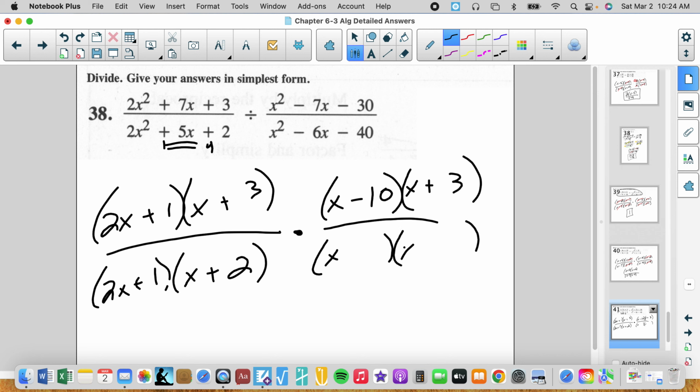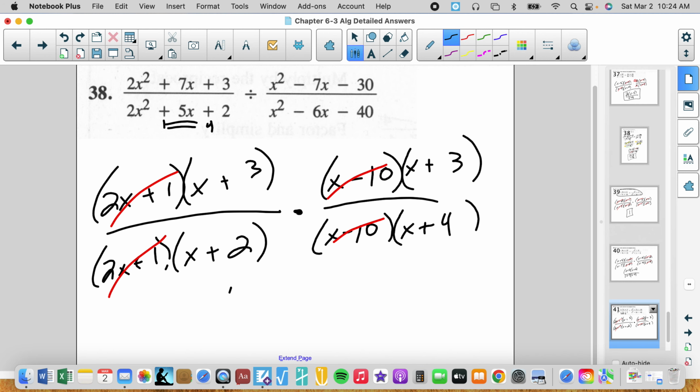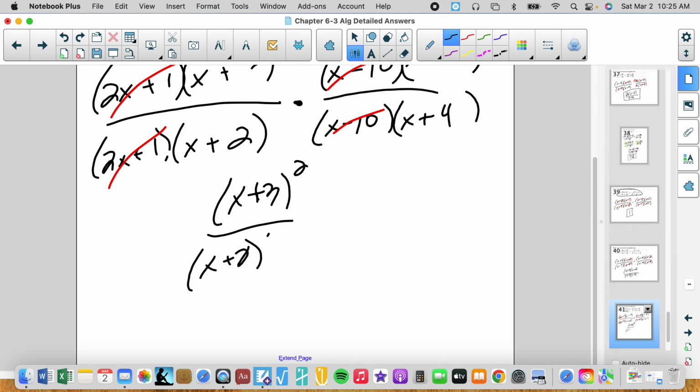Same thing here. We have x's, signs are different. We have 40 is 6, 2, 3. What do I want to say? 4 and 10, hello. Minus 10 plus 4, because it needs to be negative 6. Now we can start canceling. Negative 10s, 2x plus 1. That's it. X plus 3. X plus 3 quantity squared. Let's be smart and write our work efficiently. X plus 2, X plus 4. That is my answer.